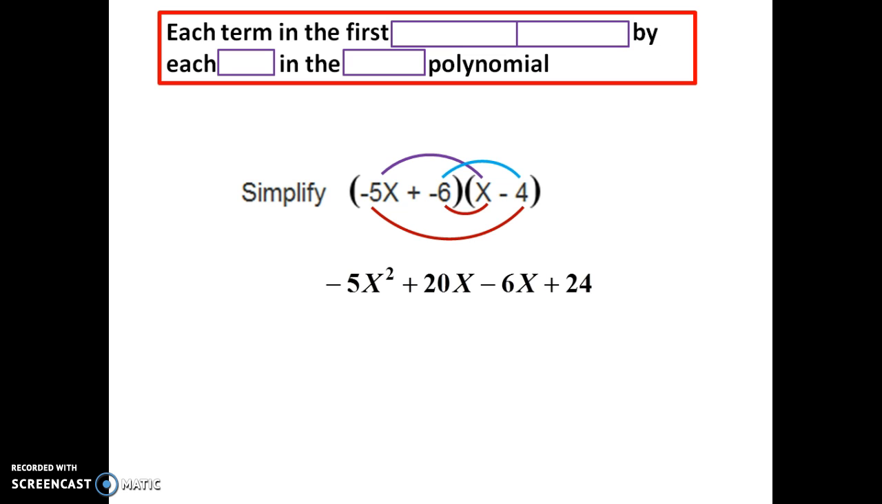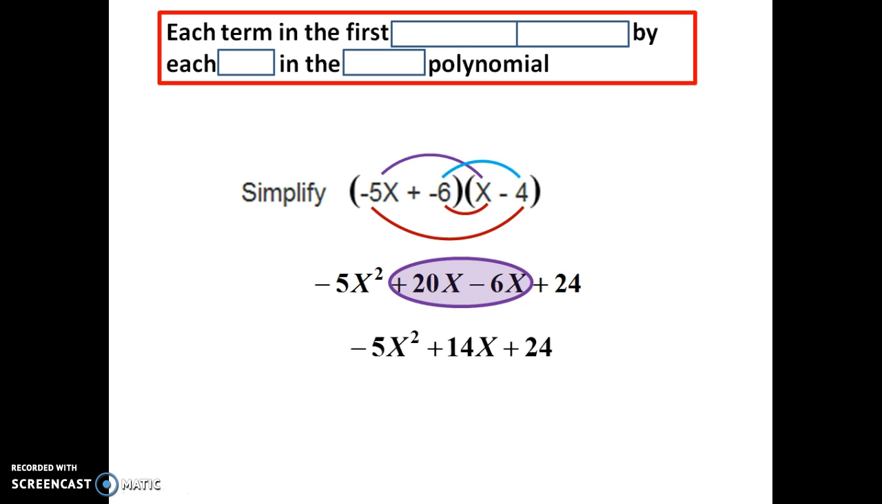However, notice that 20x and 6x are like terms. They have the same variable raised to the same exponent. So we can combine those like terms. 20 minus 6 is 14. So our final trinomial here is negative 5x squared plus 14x plus 24. Let's take a look at a few more examples.